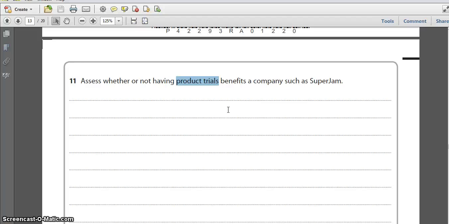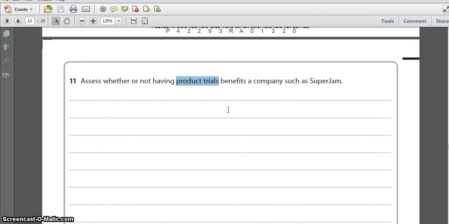Why would that be useful? We need to move to analysis. Basically, analysis means, why is that point relevant? Well, for a product such as jam, there are many different flavors of jam that you could sell. By doing product trials, he can see which jams are more popular than others.